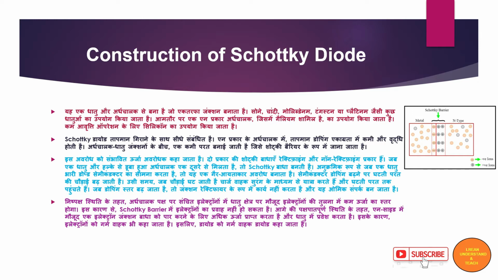Under unbiased condition, electrons accumulated on the semiconductor side will have a lower energy level than electrons present on the metal region. Due to this reason, electrons cannot flow across this Schottky barrier. Under forward bias condition, an electron present on the N side receives more energy to cross the junction barrier and enter into the metal. Due to this, electrons are called hot carriers. Hence, the diode is called a hot carrier diode.